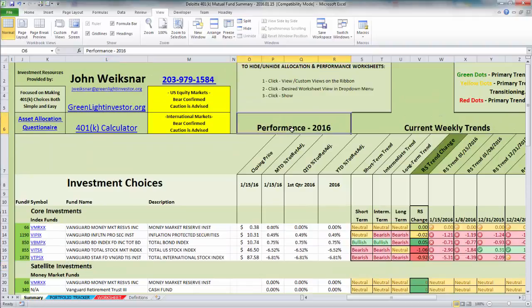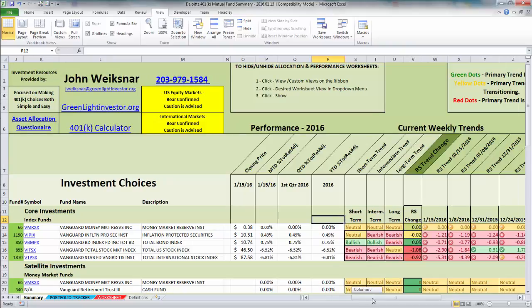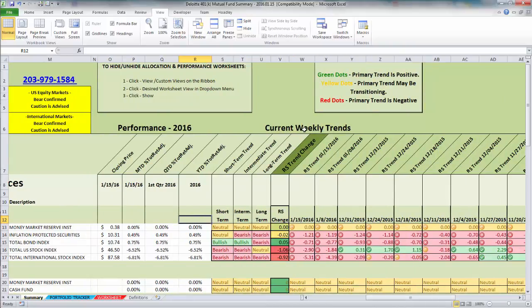In the center section of this worksheet, we highlight the performance of each of the funds for the year. We track them on a week-over-week basis, and what we'll show are the closing price, month-to-date return, the quarter-to-date return, and the year-to-date return. This is important because it lets you stay ahead of the curve as far as seeing how your fund choices are performing relative to the overall market and the other choices that are available to you within your 401k plan.